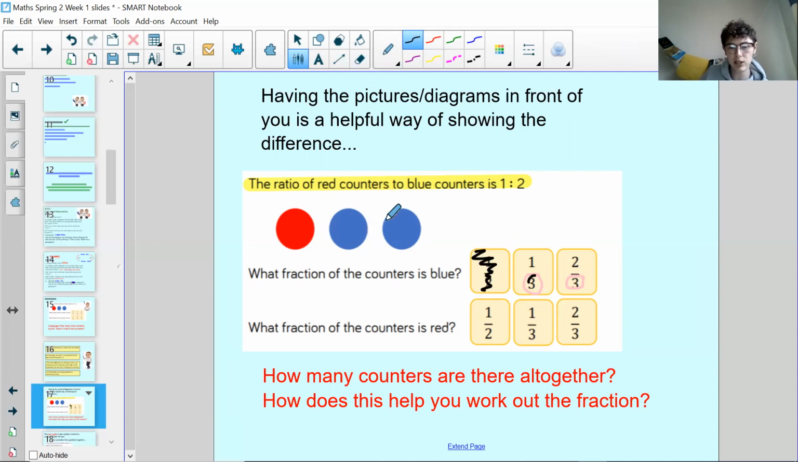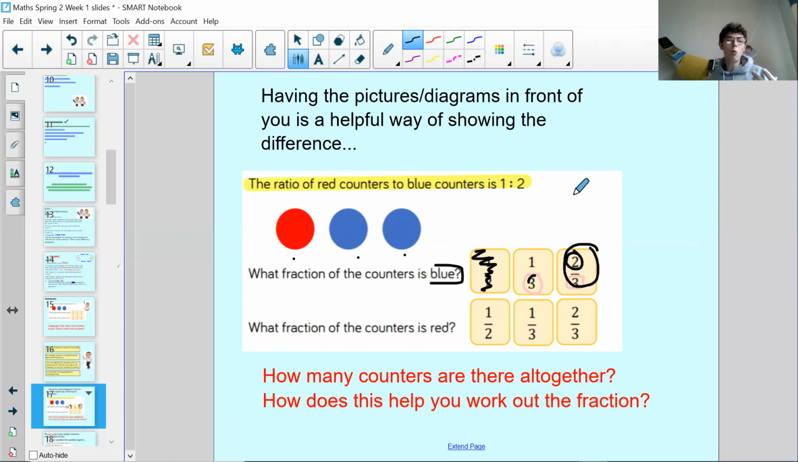So looking at our picture now, how does this help us to work out the fraction? We're looking for what fraction of the counters is blue. We've got 3 counters, 2 of them being blue. So our numerator is going to be 2 out of 3, which is our whole. So your answer is 2/3.